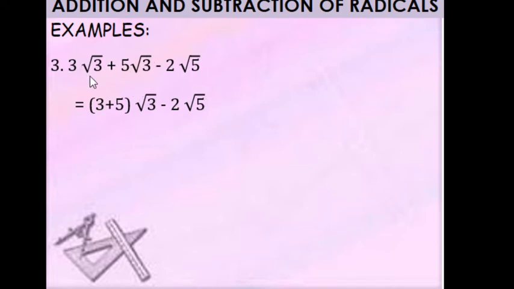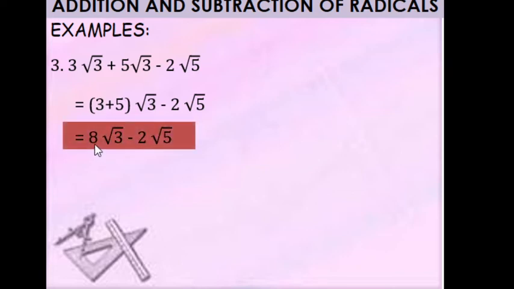Again, dahil ito ay magkapareho ng radical which is square root of 3, kaya pwede nating i-add ang kanyang coefficient. Since itong isa, siya ay square root of 5, so hindi natin siya pwedeng i-add dito sa isang ito kasi nga ang radical niya is square root of 3. So ngayon, isimplify natin. So 3 plus 5 is 8 square root of 3 minus 2 square root of 5. So dahil nga magkaiba siya ng radical, hindi na natin siya pwedeng i-subtract. Okay? So now, the final answer is 8 square root of 3 minus 2 square root of 5.